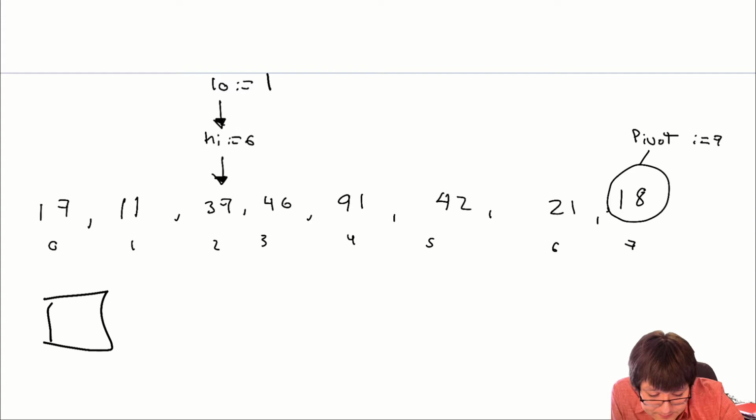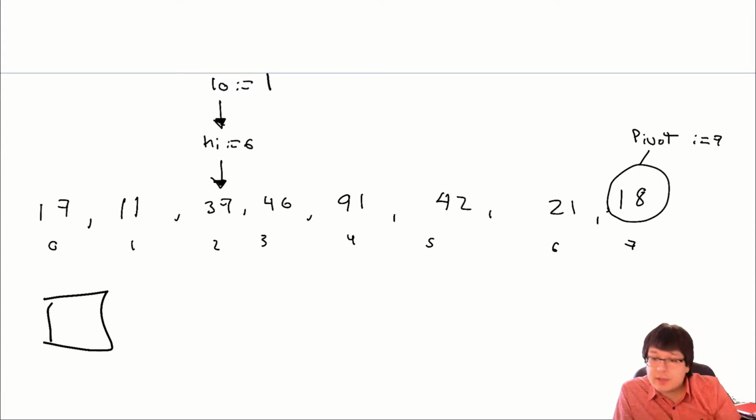So now I'm looking at 37. 37 is still bigger than the pivot, so it's a no-go. And low and high are now pointing to the same thing. I never updated it, but now the low has a 2 in it and the high has a 2 in it. That's a sign that I'm done with the partitioning. All that remains now is to put the pivot in the right spot. So where does the pivot go?